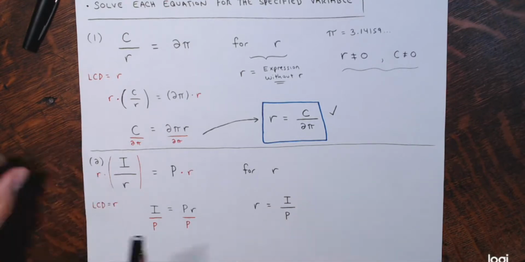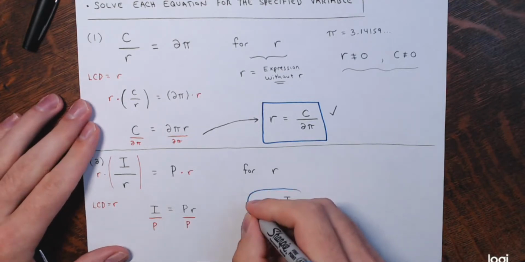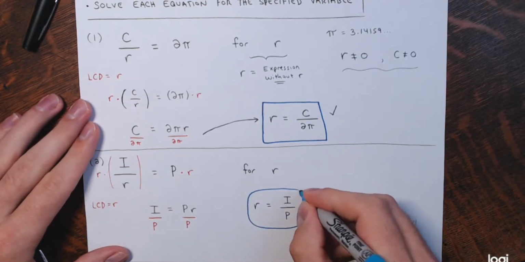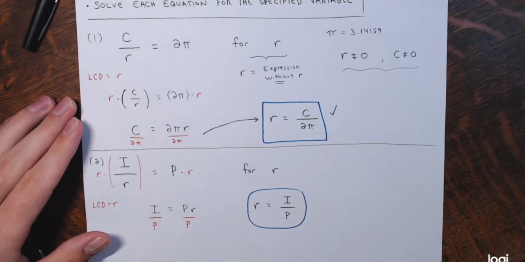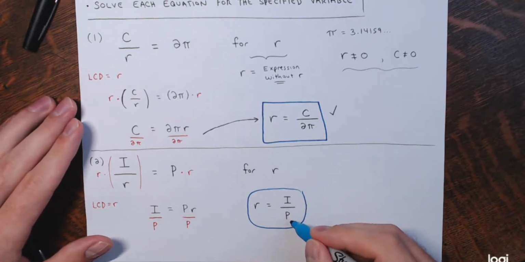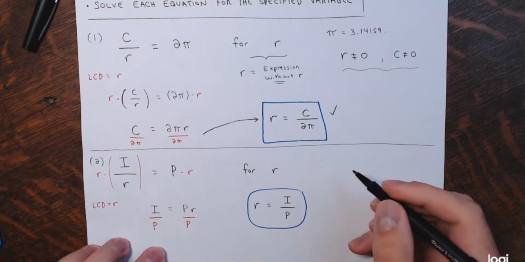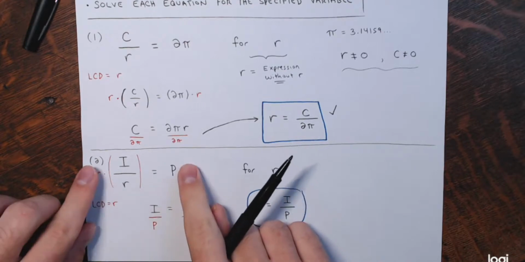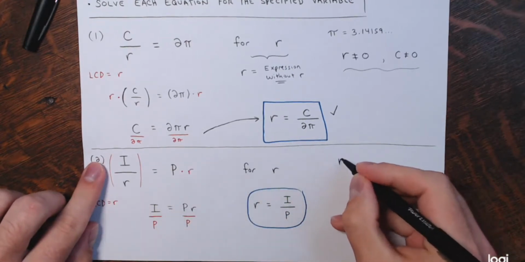And there you go. There is this equation when you solve for r. You get r alone on one side, and an expression without r on the other. And then once again, you can state values that the variables can't be. If you look at the original equation, r was in the denominator, so r can't be 0.